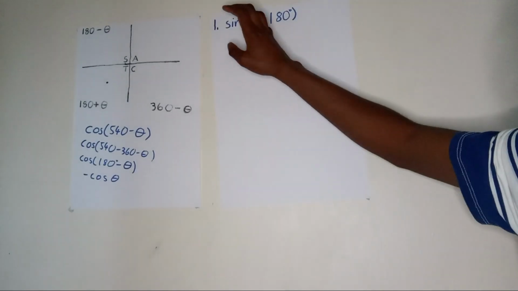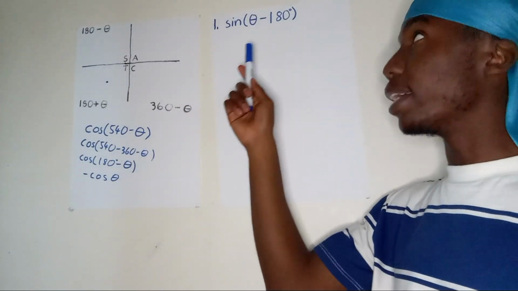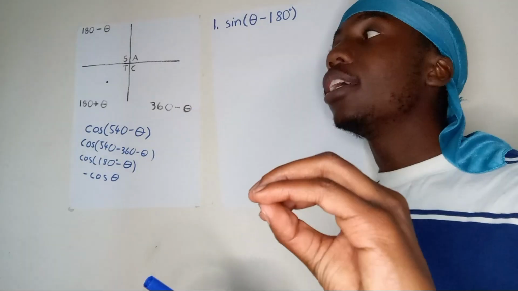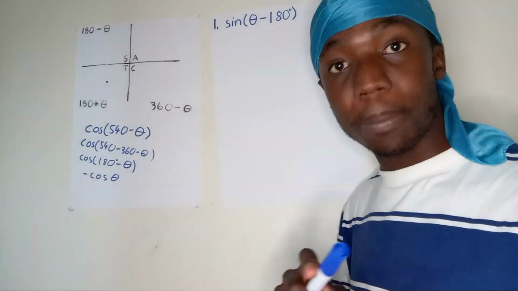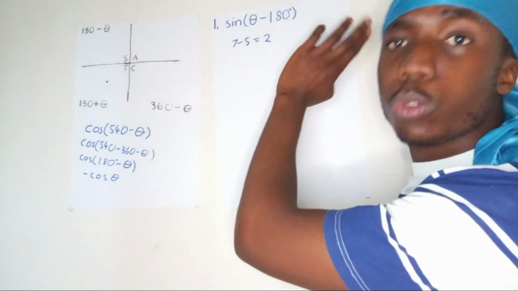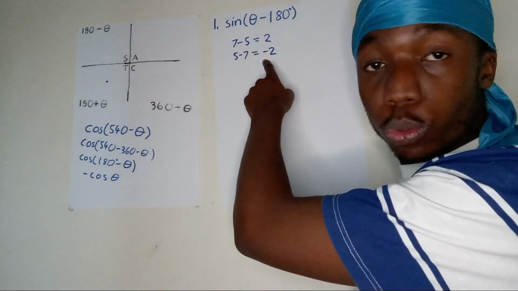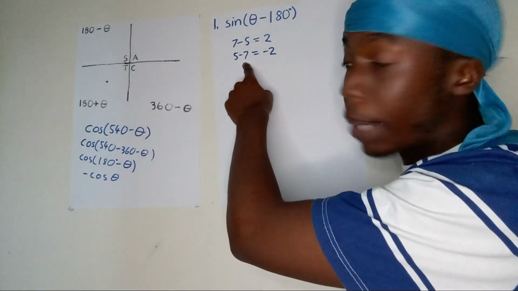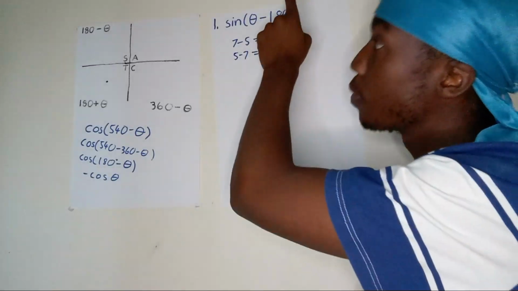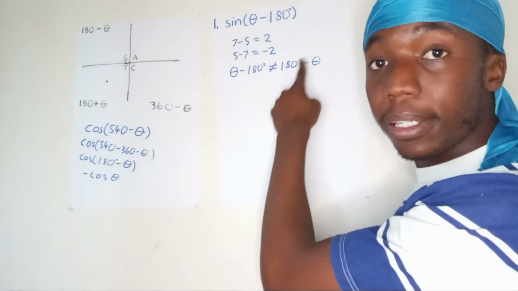Now we've got sine(theta minus 180). But wait, don't get it confused. This is not the same as 180 minus theta. Let me show you why it can't be the same. Let's say we have 7 minus 5, which is equal to 2. But when you swap it around and say 5 minus 7, that's going to be negative 2. They're not the same. Same applies here: theta minus 180 is not the same as 180 minus theta.